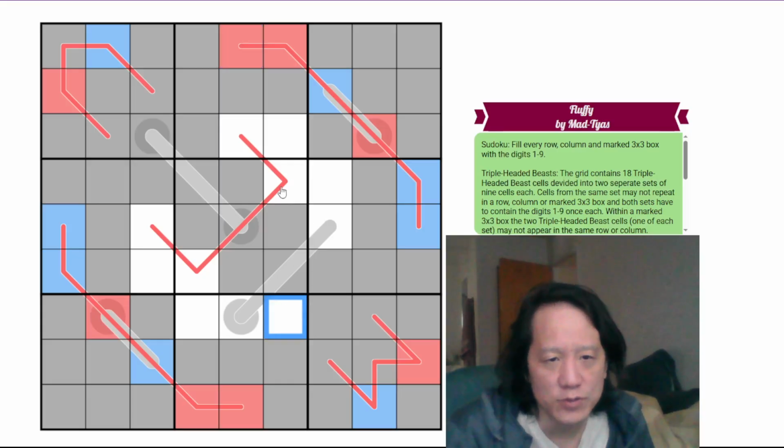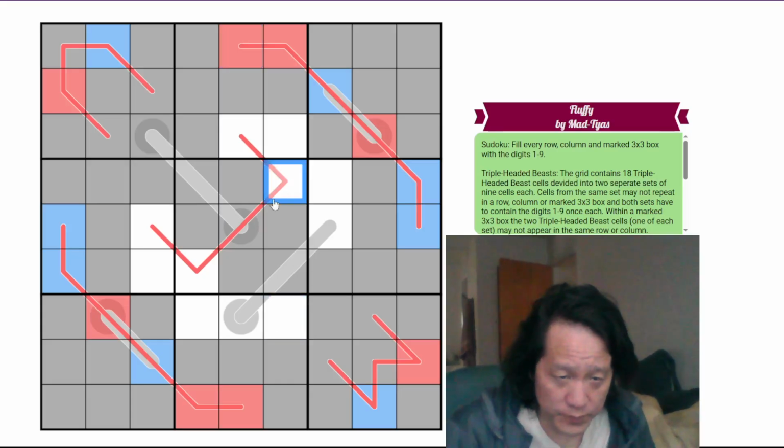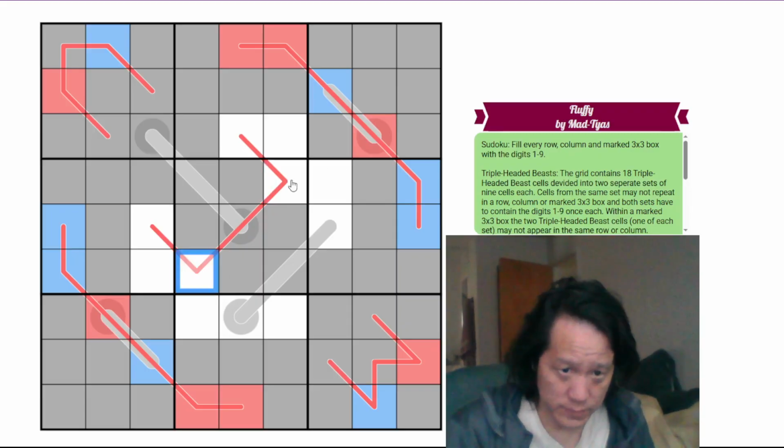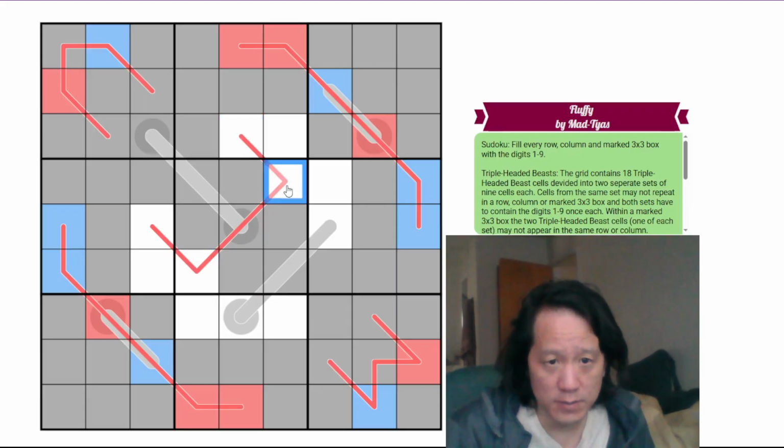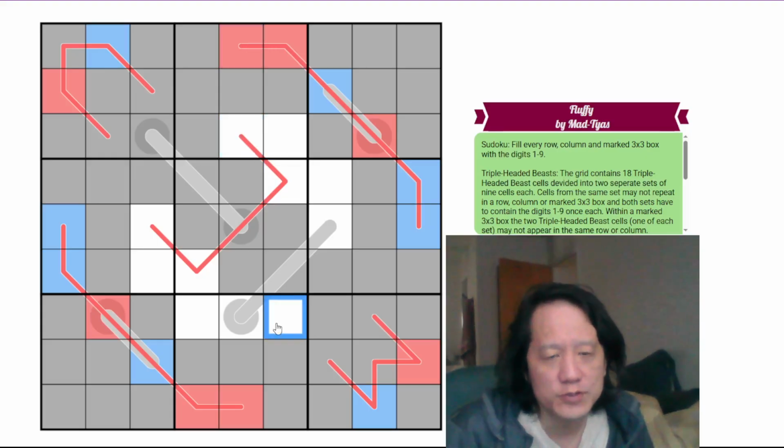So if this is blue, this would be red, that would be blue. So blue would have to be here, but this red here eliminates red here, so blue and red would be in the same column, which is not allowed. So this can't be blue.